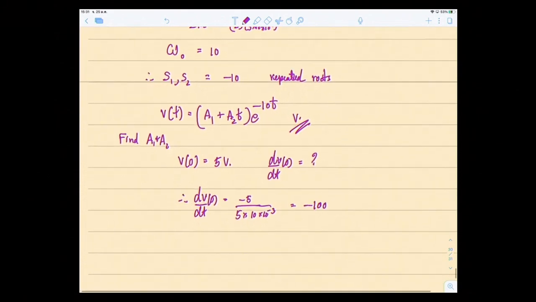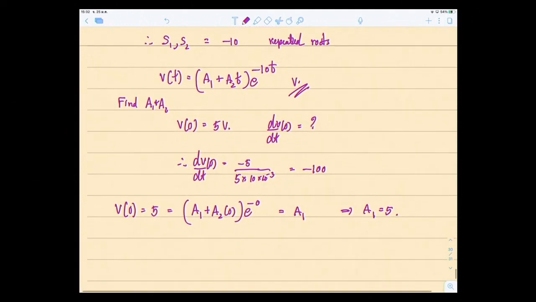Using the initial values, V at 0 is equal to 5, so equal to A1 plus A2 times 0, e to the minus 0. Therefore it's equal to A1, so A1 is equal to 5. Now dV/dt at 0 equal to minus 100, sorry, minus 100.